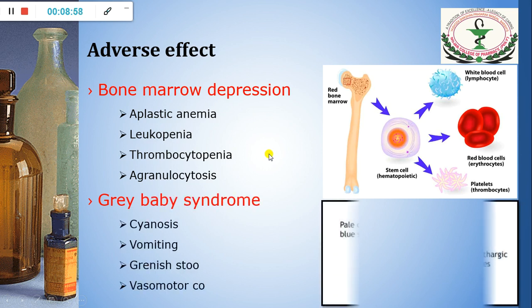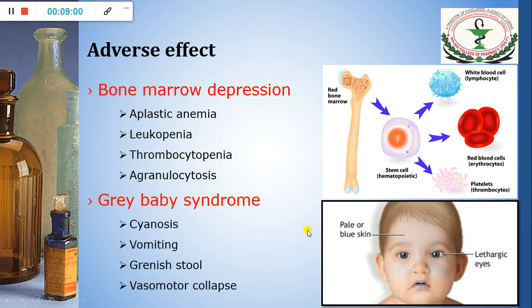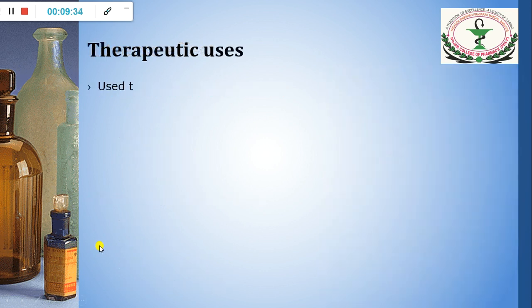Other than that, gray baby syndrome. You can see the pale or bluish skin of the baby. This happens in neonates, and with lethargy, the symptoms of gray baby syndrome lead to cyanosis and vomiting, and a well-known symptom you can observe very quickly: the baby's stools are greenish in color, and also there is a vasomotor collapse. So this is the adverse effect of chloramphenicol.